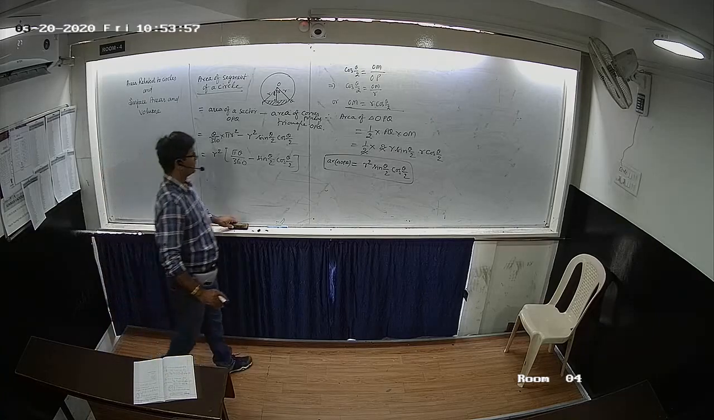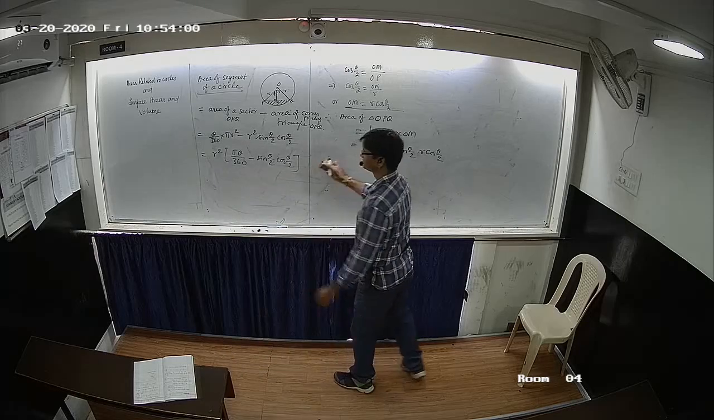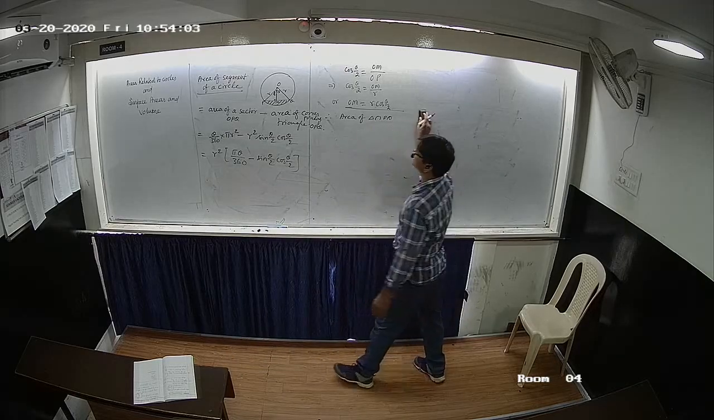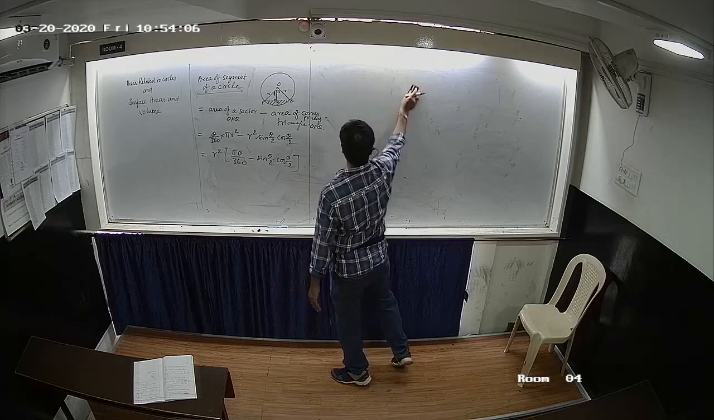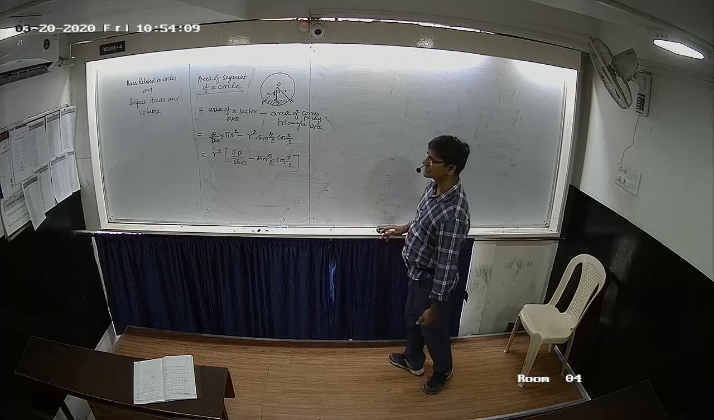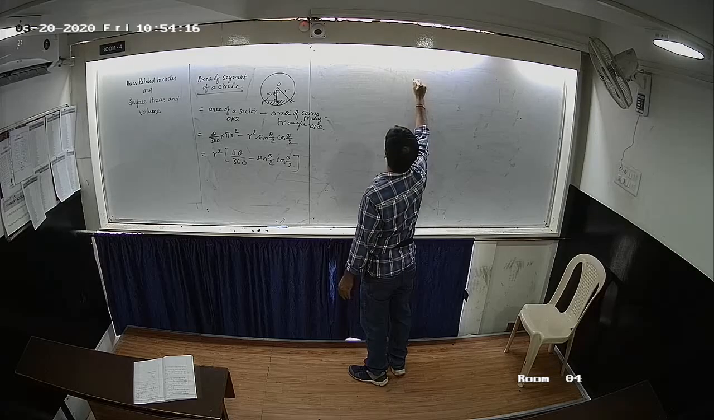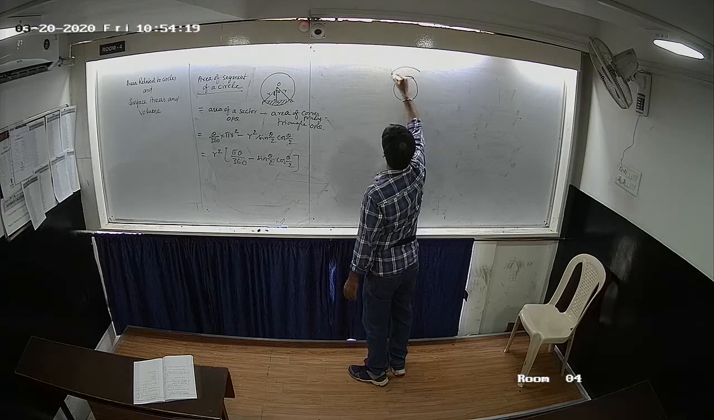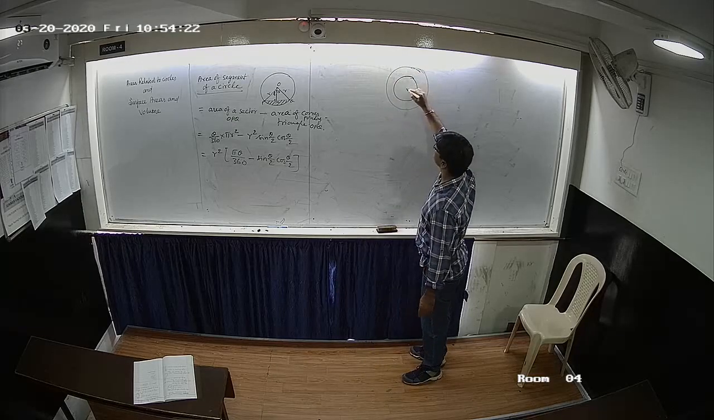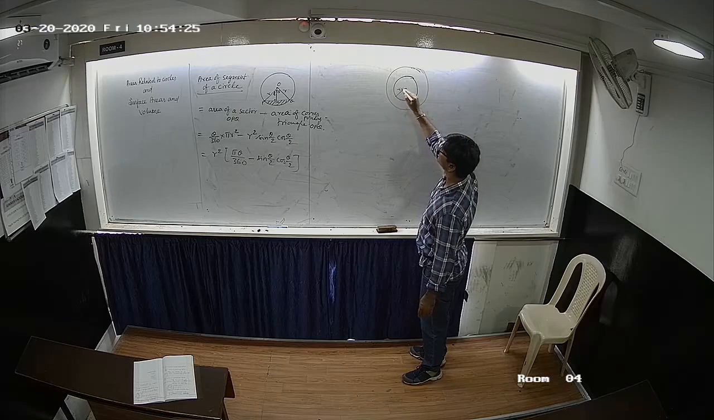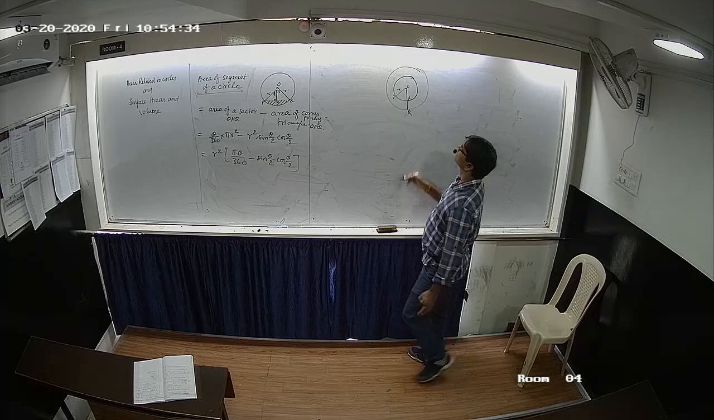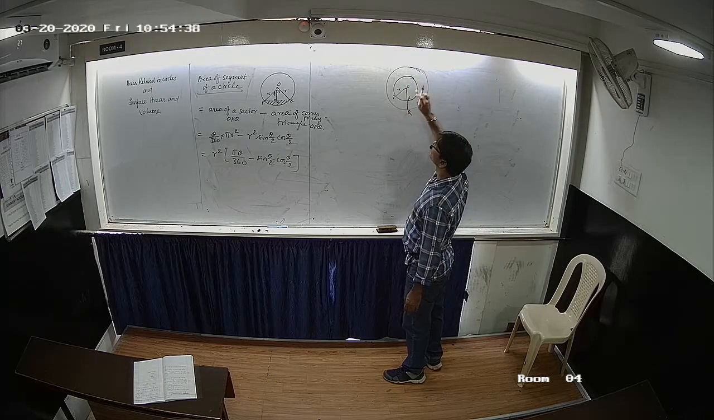Then sometimes we come across the concentric circles. We know what are concentric circles. Concentric circles are the circles having the same center and different radii. So let's have the two concentric circles having the same center and different radii. Let the radius of the inner circle be r and the outer circle be capital R. Then we get a region between the inner circle and the outer circle, this region.